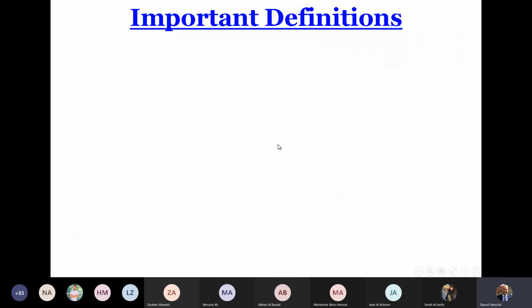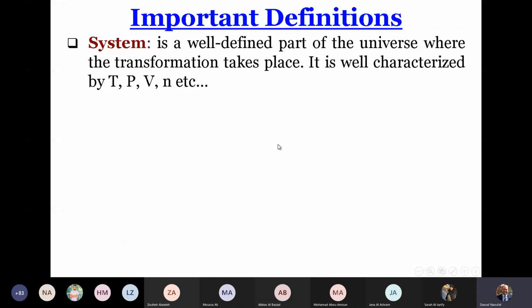Important definitions. First, what is the meaning of a system? A system is a well-defined part of the universe where the transformation takes place, and any system is characterized by several properties, for example, by temperature, by pressure, by volume, and by number of moles.